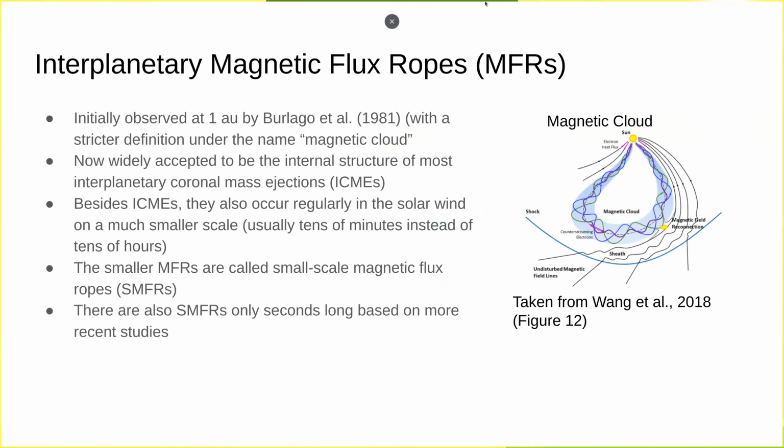So first of all, magnetic flux ropes in general. Originally, they were observed in the 1980s as so-called magnetic clouds. Nowadays, they're accepted to be the internal structure of ICMEs, which everyone knows is the most important thing in space weather, basically. Besides being in ICMEs, though, magnetic flux ropes are also regularly observed in the solar wind, around 10 every day at Earth, but these ones are much smaller. The common ones are called small-scale magnetic flux ropes, and instead of tens of hours, they only last tens of minutes usually.